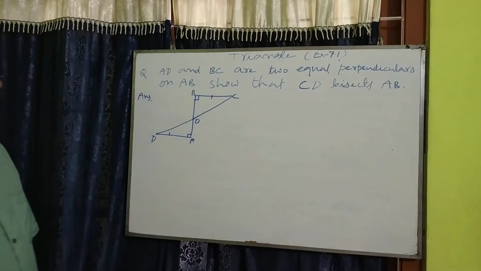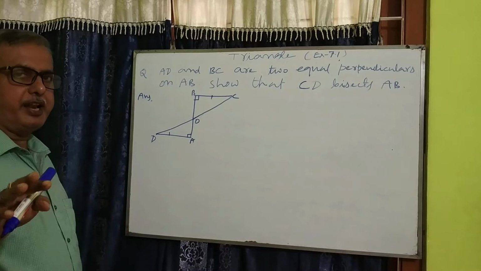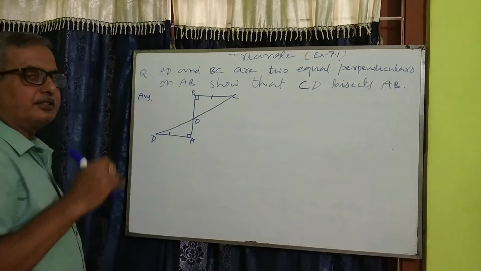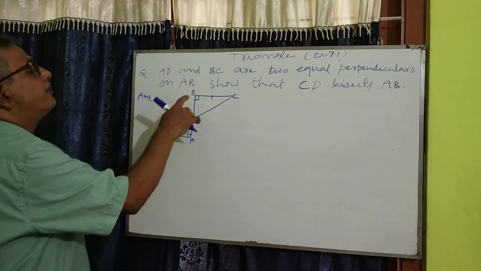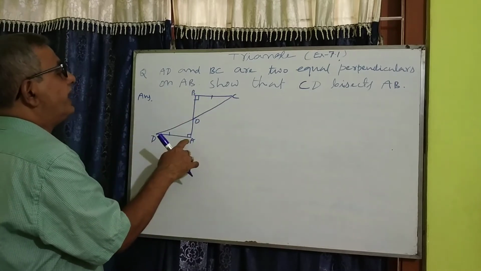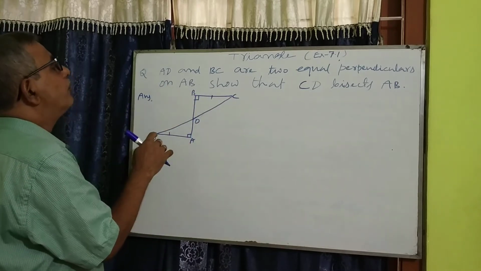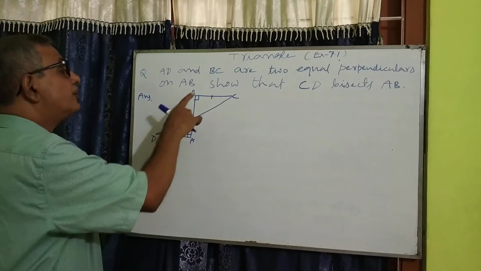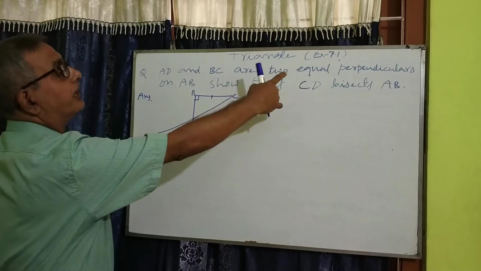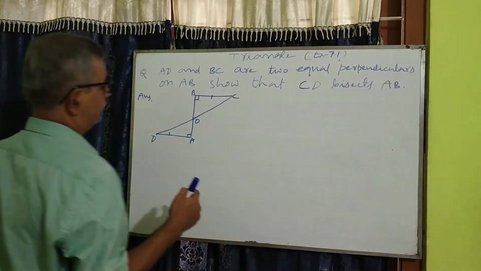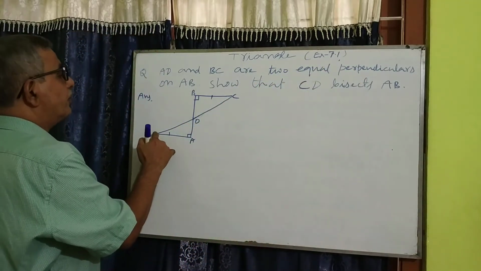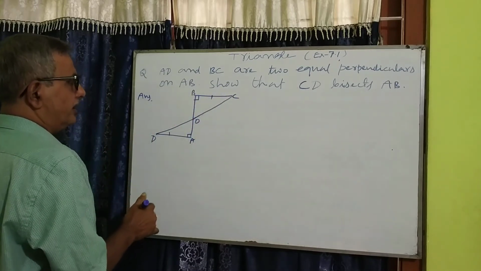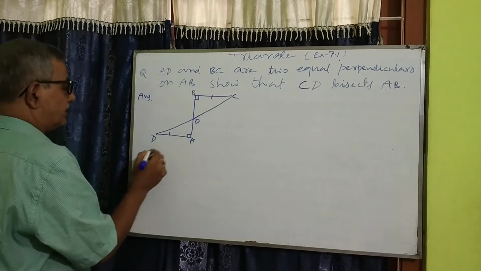So you understood what is written? Once again I am narrating nicely. Listen to me. AB is a line segment, and BC and DA are perpendiculars on AB, and these two are equal perpendiculars. Here it is written equal perpendicular. Then what you have to do? You have to show that CD bisects AB. You may write it in short.